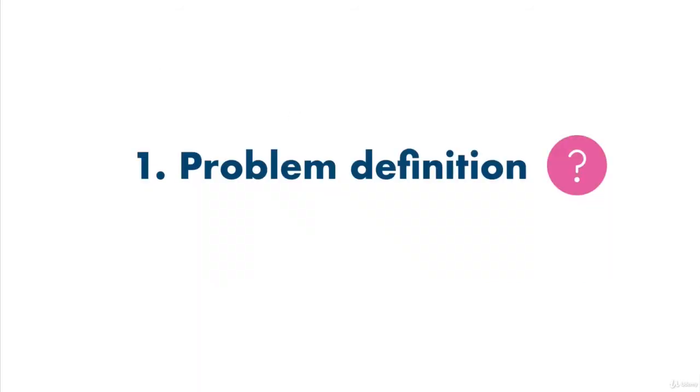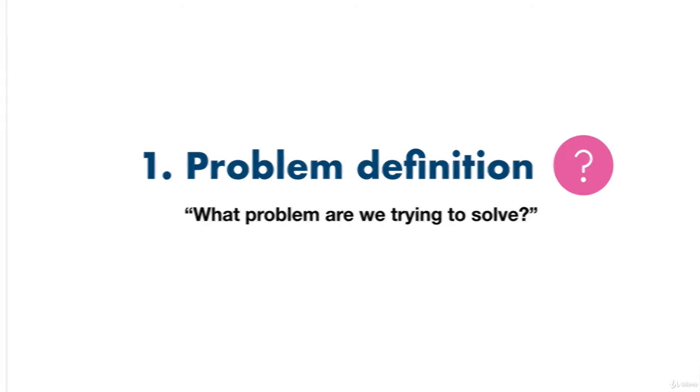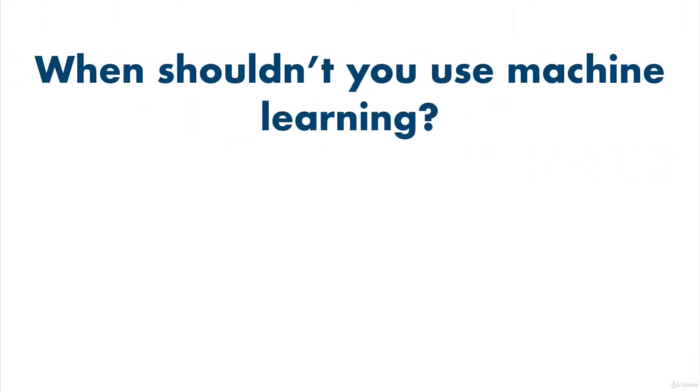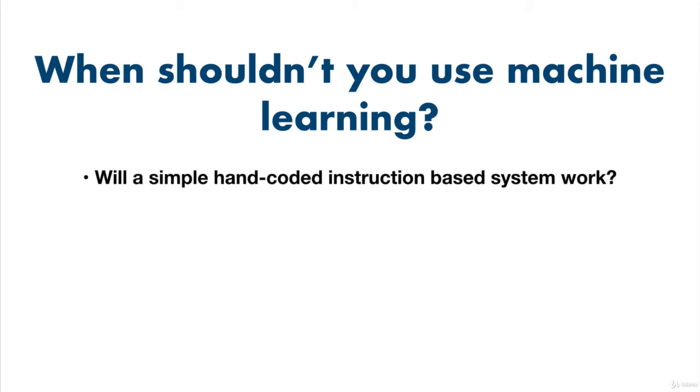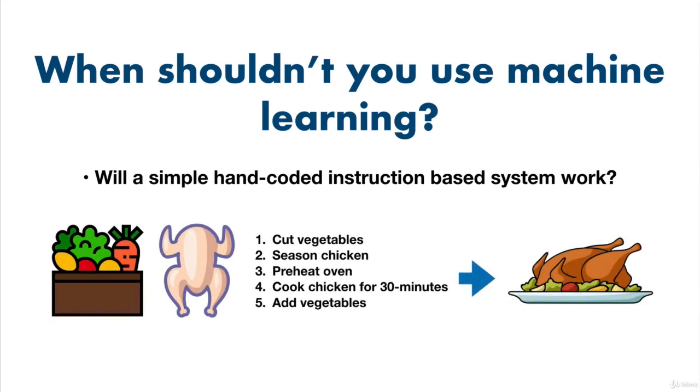The question you're trying to answer in the first step is, what problem are we trying to solve? But before we get into different types of machine learning problems, it's important to note, machine learning isn't the solution to every problem. You might think that that's weird being in a machine learning course, but this is an important concept to remember. So when shouldn't you use machine learning? Well, will a simple hand-coded instruction-based system work? Then you should favor the simpler system over the machine learning system.